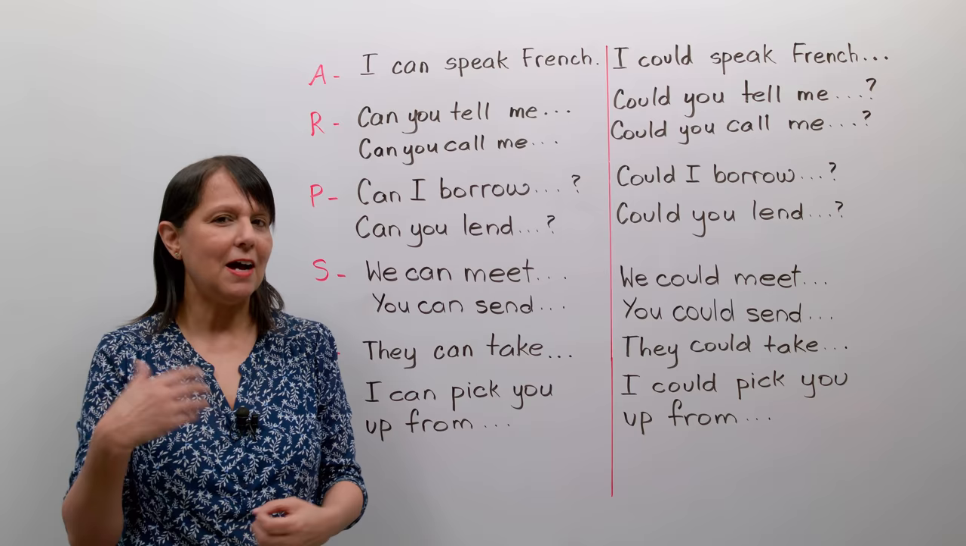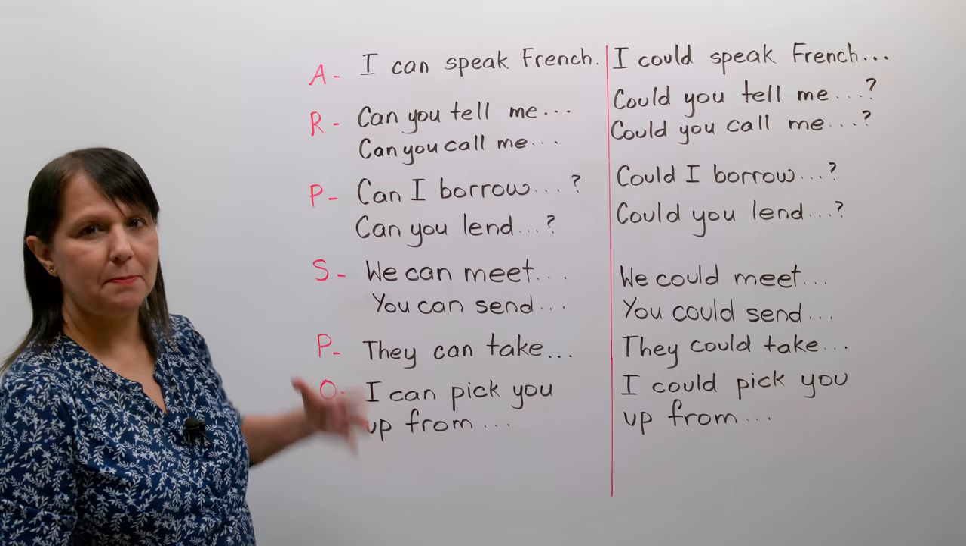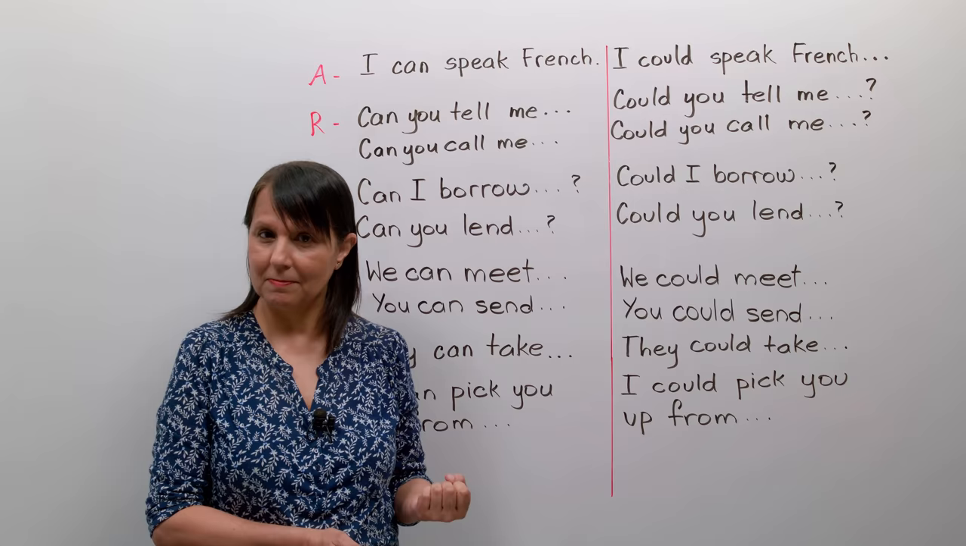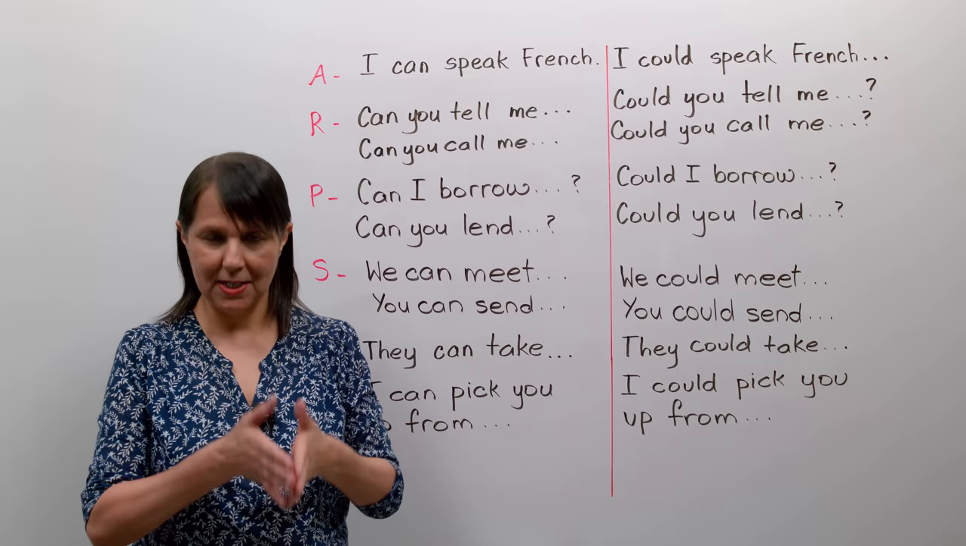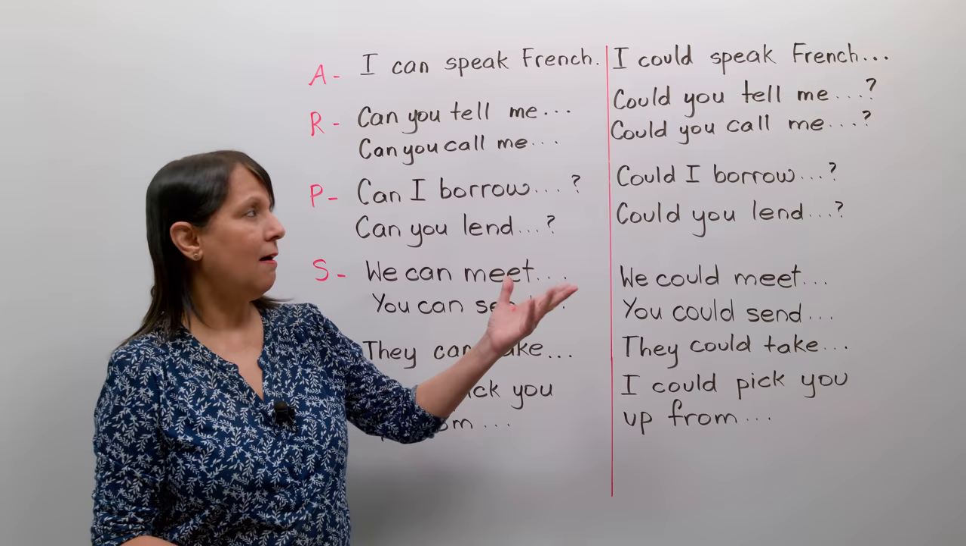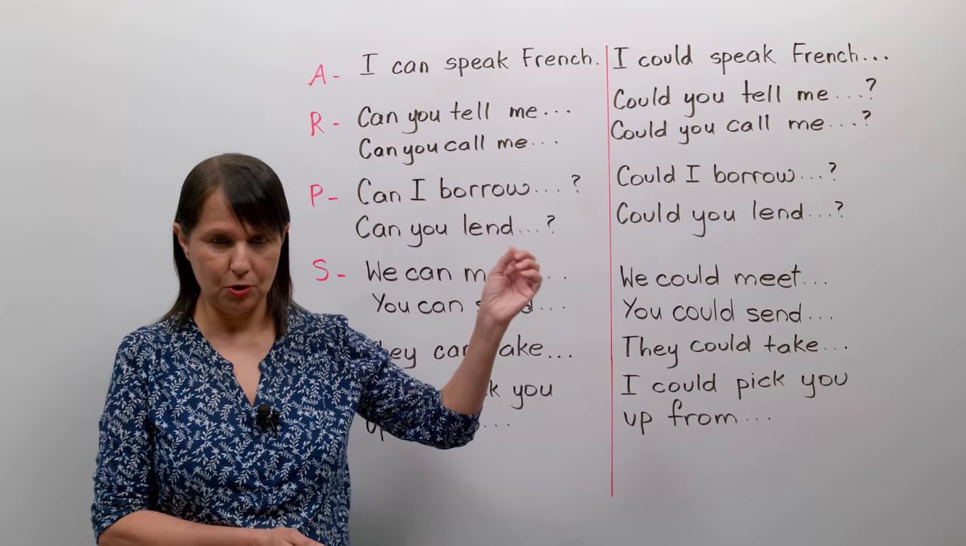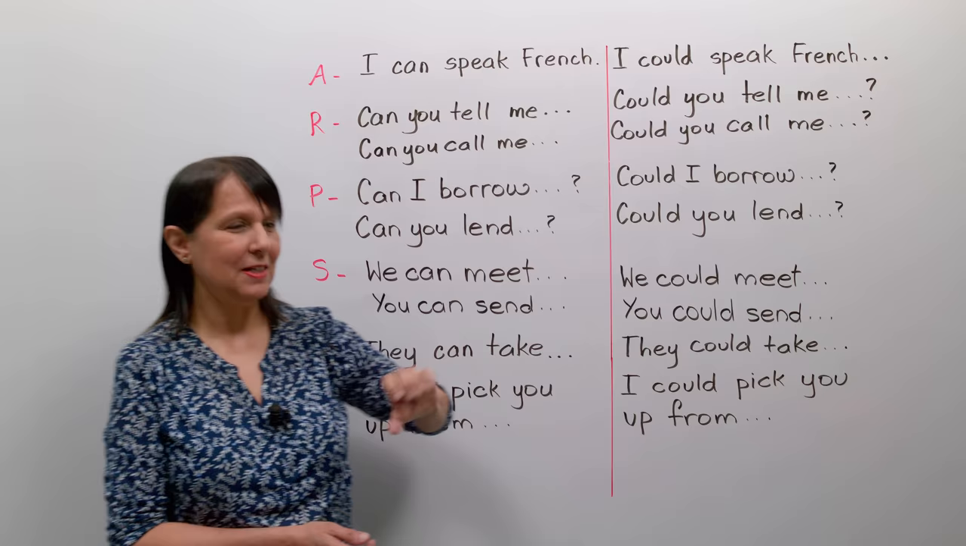Okay, let's begin. The first one, for ability. We could say, I can speak French, or I could speak French when I was young. So that had to do with what? That has to do with time, right? I can speak French means I can speak French now, today, in the present. I could speak French when I was young. I'm talking about the past. So when we're talking about ability and we're using can and could, we're using the can in the present tense and the could in the past tense. Good. Now let's look at the others.